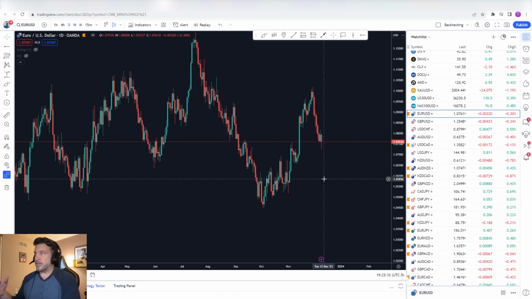I have the daily chart pulled up here on the EURUSD, and the pair doesn't really matter. I just like trading this because I've been trading it for quite a while. I understand how it moves, and I really understand how it reacts in certain situations in the market.